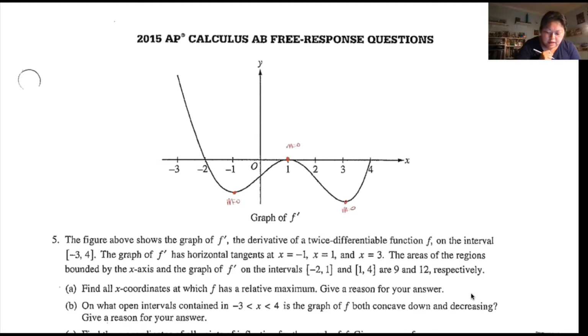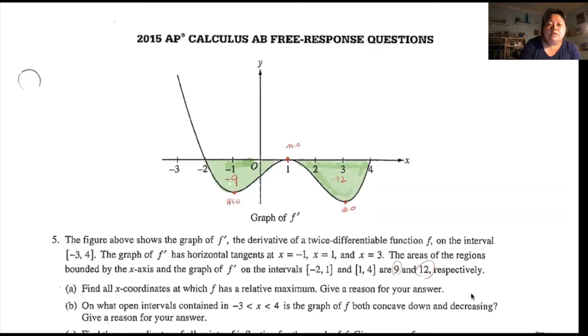All right, great. The areas of the region bounded by the x-axis and the graph of f prime on the intervals between -2 and 1. Okay, so between -2 and 1, it's right here. Remember, it's trapped between the function and the x-axis. So that area is 9. Well, it's really -9 because it's below the x-axis, right? And then it says between 1 and 4. So this region right here is going to be 12. It says 12, so -12. All right, so that's good to know. Again, I'm writing down all the information provided for me.